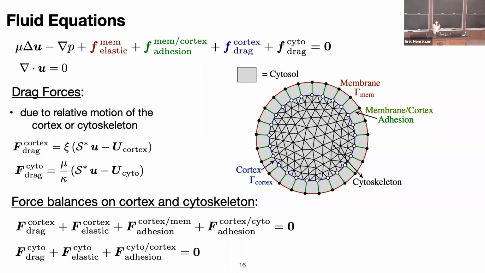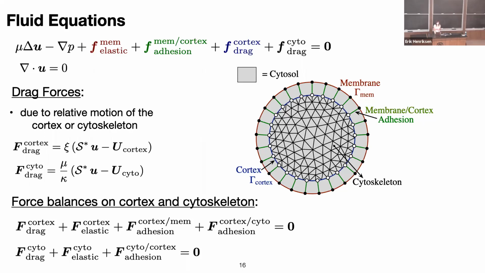So you can use these force balances to find the velocity of the structures, and then you can just update them with a forward Euler update. And so there's no motion unless you induce a bleb, which I do by removing some links, and I'll talk a little bit about bleb initiation.